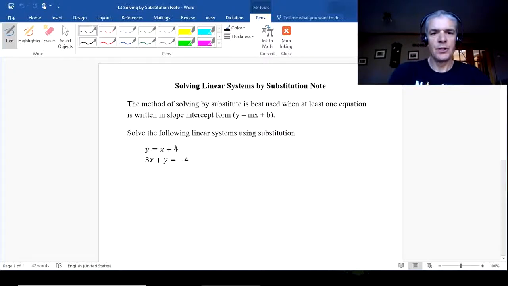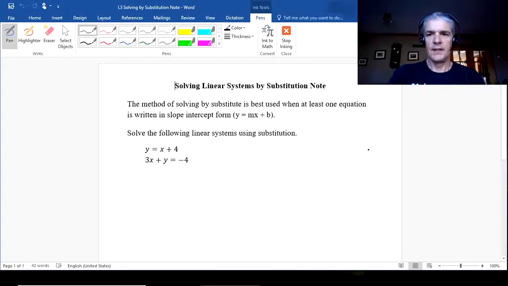So this first equation is in slope intercept form. It's y equals x plus 4, and that tells me that the slope is 1 and the y-intercept is 4. And so that there is the very first equation. The second one is 3x plus y equals minus 4, and that's standard form. It doesn't really tell me a lot in standard form. I can't just look at it and see the intercept and slope as easily, but that's the way the question is given to us.